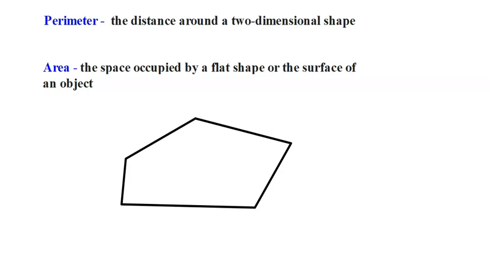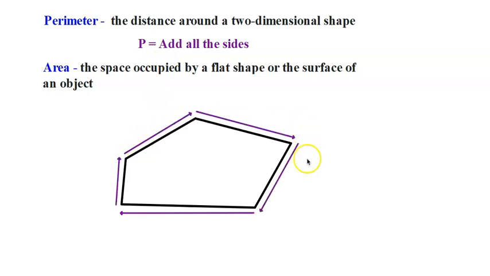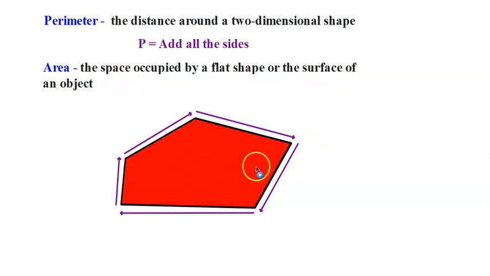Remember, perimeter is the distance around a two-dimensional shape. In order to find perimeter, you just add up all the sides. Distance around the shape, all the way around the shape. Area is the space occupied by a flat shape or the surface of an object. Area is on the inside of the shape, and that formula depends on the shape. Honestly, there's not just one formula for area like there is for perimeter. So let's take a look at some of these formulas, which should be review. You should know most of these.